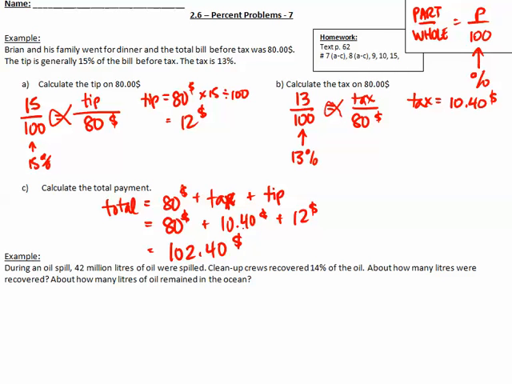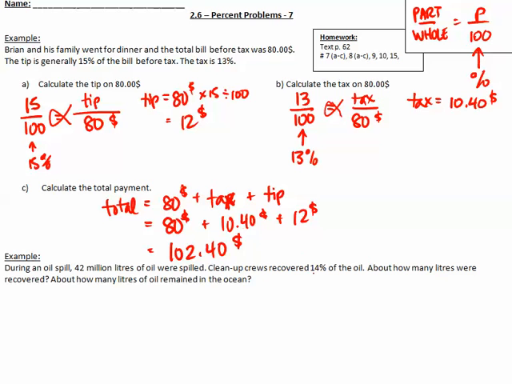Okay, so now we have another problem. What I'd like you to do is just pause the video and see if you can answer this problem and see if we get the same answers. When you're given a word problem, just write the information that you know, change all your percents over to ratios, and see if we can find out what the part and the whole are. During an oil spill, 42 million liters of oil were spilled. Cleanup crews recovered 14% of that oil that was spilled. About how many liters were recovered and how many liters of oil remained?